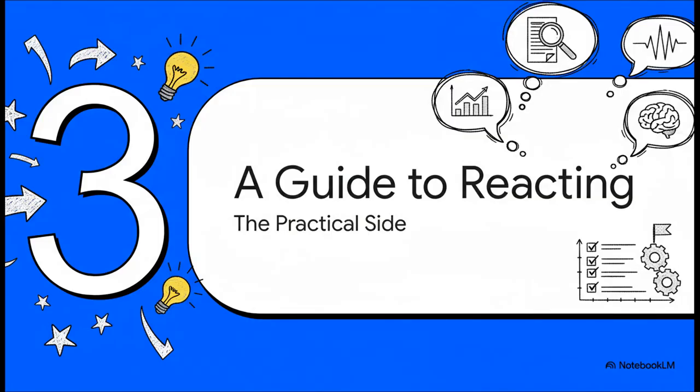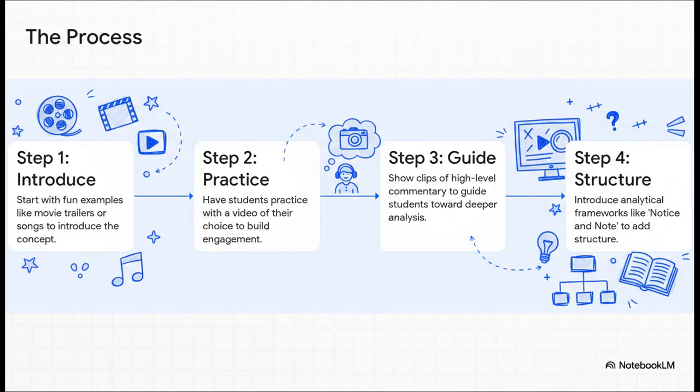All right, so let's say you're on board. You want to try this. Let's walk through how you can actually roll this out and turn it from just a fun little activity into a really powerful tool for analysis. It's really just a 4-step process. First, you start with the fun stuff. Show them movie trailers or music videos to get them used to the idea. Then let them practice on a video they actually pick themselves. That gets the buy-in. Once they're into it, you can start showing them examples of more in-depth commentary. And finally, you can layer in some more formal structures, like an analytical framework, to help them organize their thoughts.